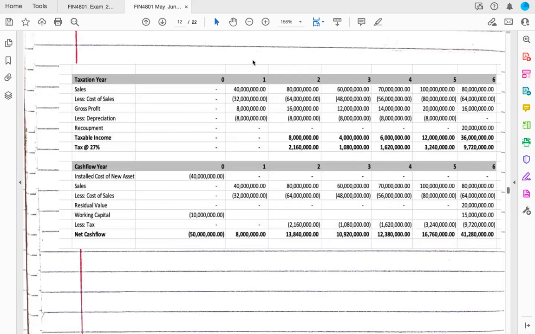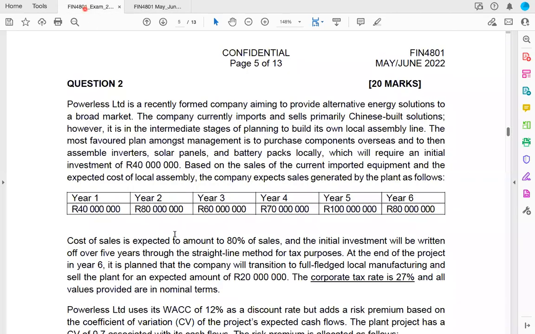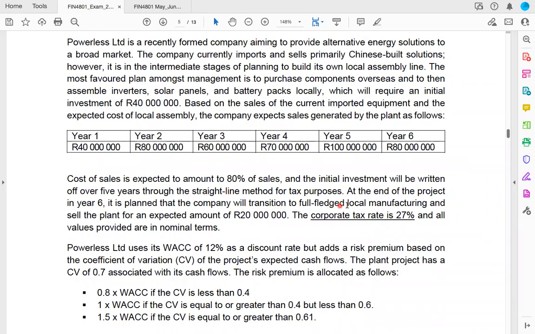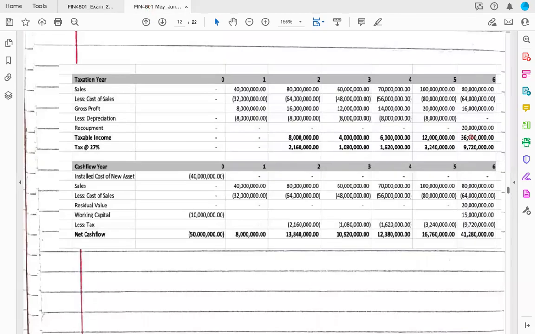But the new asset can be sold at the end of its life for 20 million, right? This manufacturing plant can be sold for 20 million, and it would have been written off, depreciated to a book value of 0. So the recoupment on the new asset at the end of its life would be 20 million. So we put that 20 million right there. So it's always important to check to see if you have recoupment. It's really, really important that you account for your recoupment.